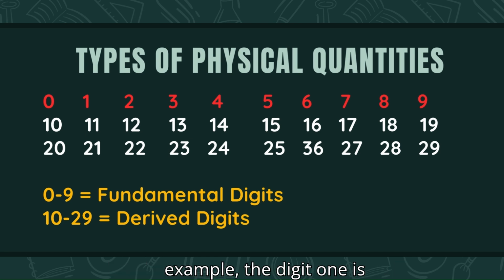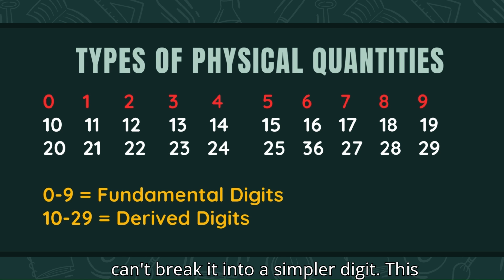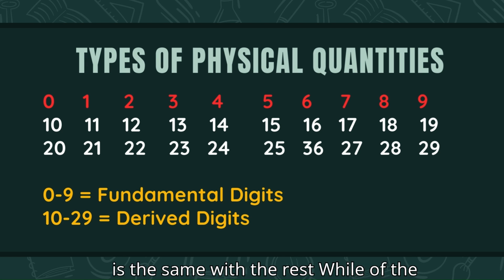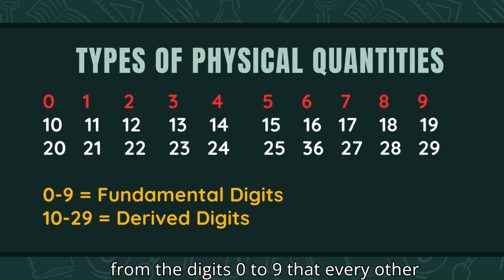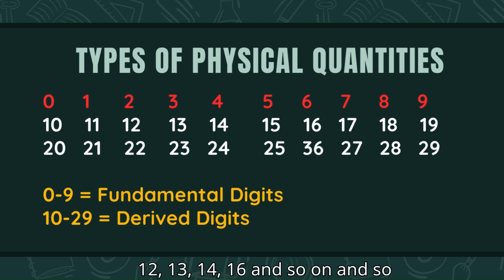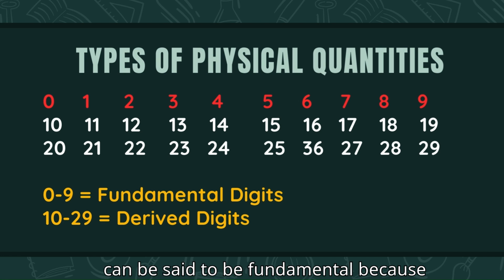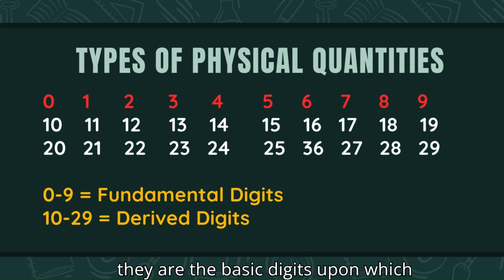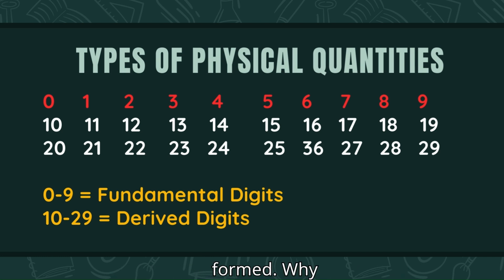For example, the digit 1 is just 1, nothing more, nothing less. You can't break it into a simpler digit. This is the same with the rest of the digits from 0 to 9. It is from the digits 0 to 9 that every other number, such as 10, 11, 12, 13, 14, 16, and so on and so forth, are formed. The digits 0 to 9 can be said to be fundamental because they are the basic digits upon which every other number you can think of is formed.